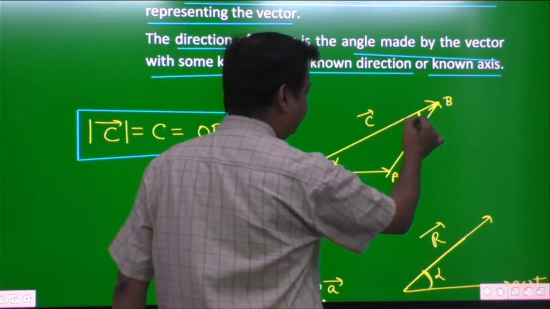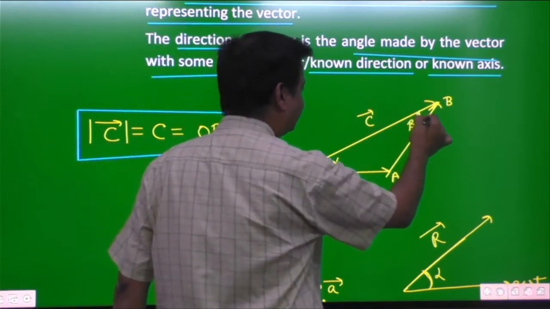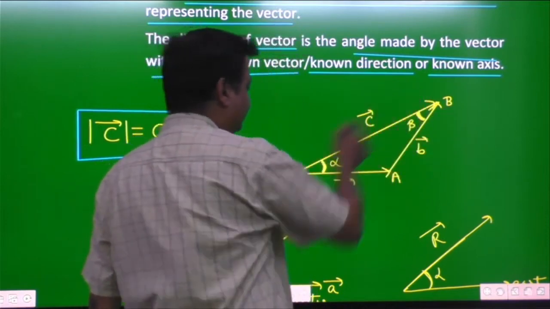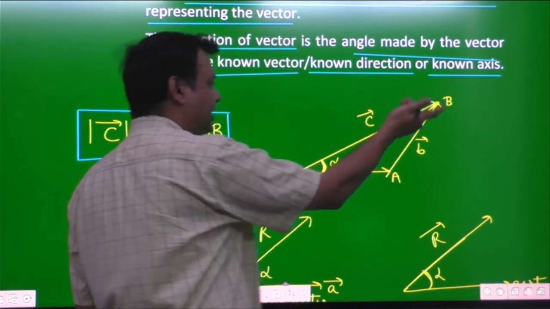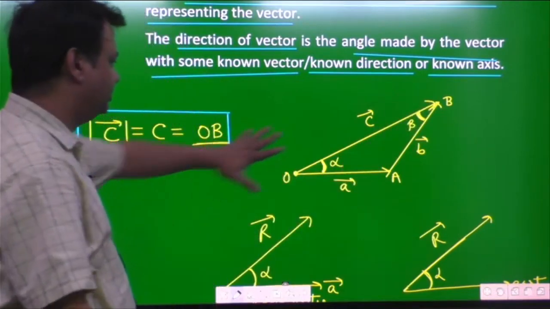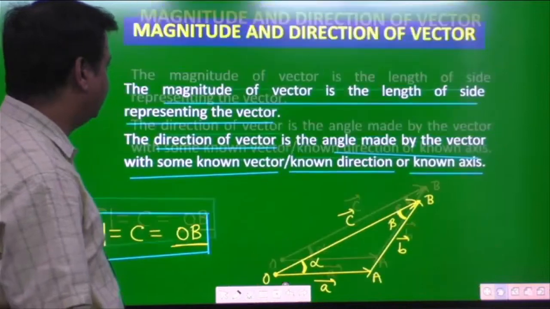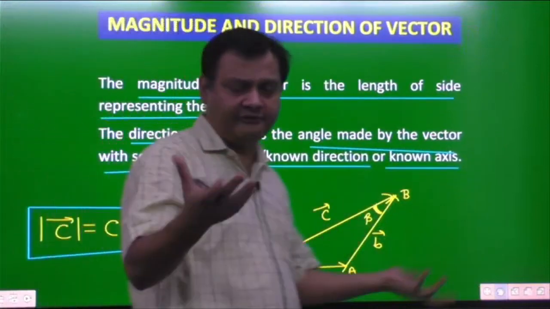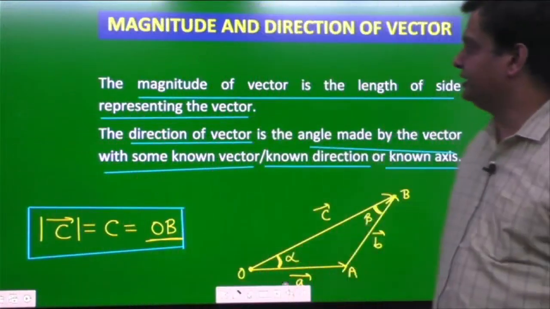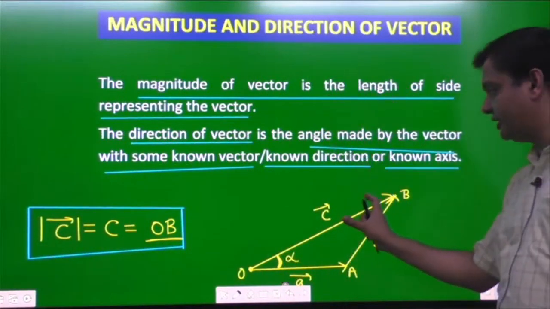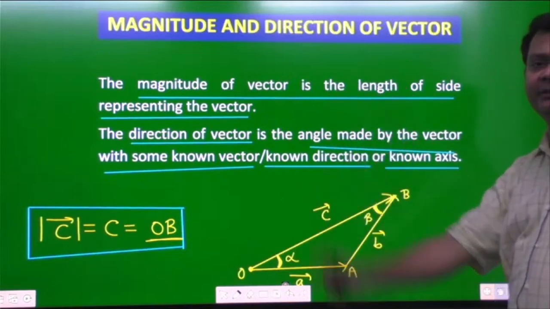If this angle is beta, so vector C is subtending angle beta with vector B. You know, when the vectors are tail to tail or head to head, the smaller angle is the vector angle. So this is the meaning of direction of a vector. Got it? So you can note it down. What is the significance and method for finding the magnitude and direction of a vector? Magnitude means length of the side and direction means the angle made by the vector.